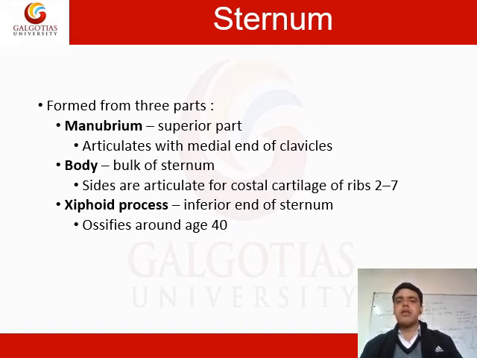The sternum is basically the anterior-most bone found in our chest region. The other name of the sternum is the breastbone. It can be divided into three areas. First is the manubrium, the superior part, which articulates with the medial ends of the clavicles. Second is the body, which forms the bulk of the sternum, and the sides of the body provide the surface for articulation of the costal cartilage of ribs 2 to 7.